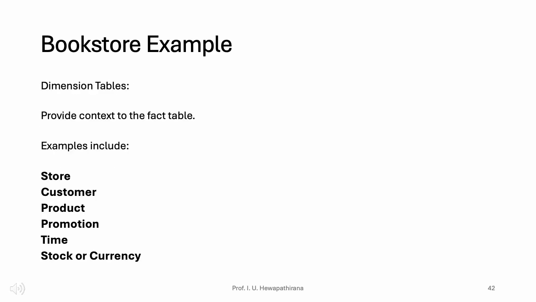The fact table alone, however, provides limited analytical utility without contextual information. We therefore establish a series of dimension tables to provide that context. In this example, relevant dimensions include the store, the customer, the product, the promotion, the time period, and stock or currency information. These tables enrich the facts with the who, what, where, when, and how, enabling meaningful analysis.